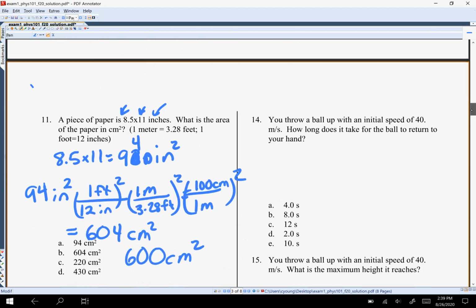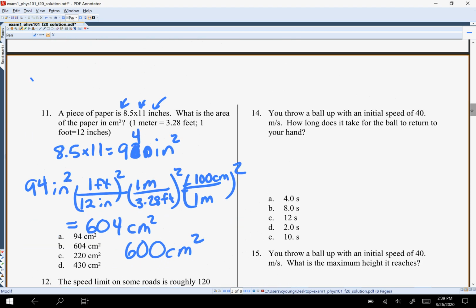You throw a ball up with an initial speed of 40 meters per second. How long does it take for the ball to return to your hand? Well, if it has 40 meters per second, that means it takes 4 seconds to go up to reach 0 velocity and then 4 seconds to go back down. So you might be able to think about this and just say, hey, it's 8 seconds.